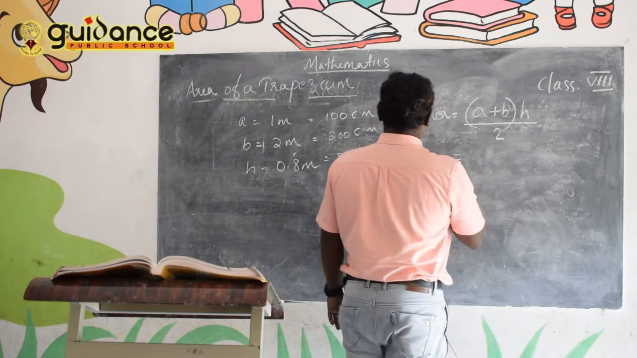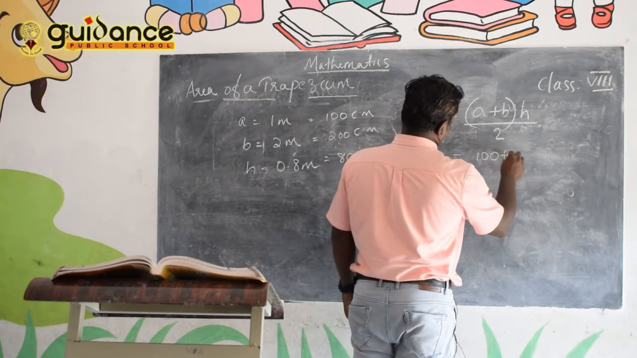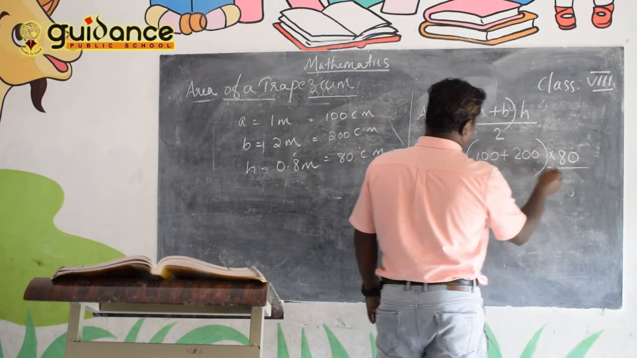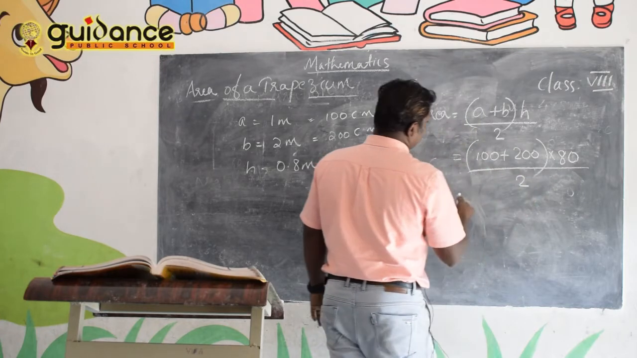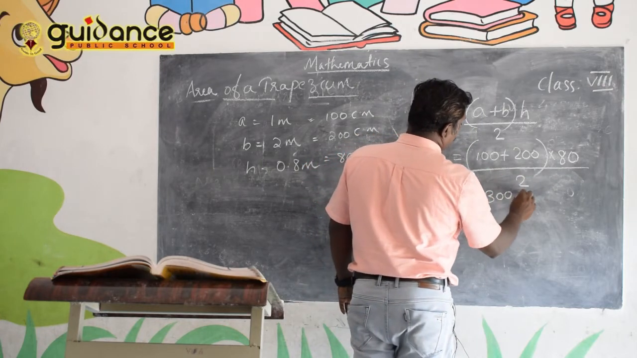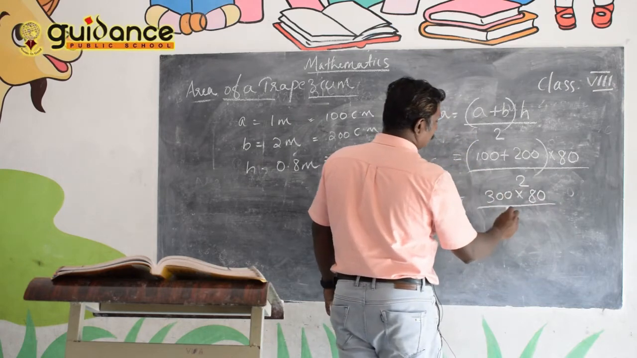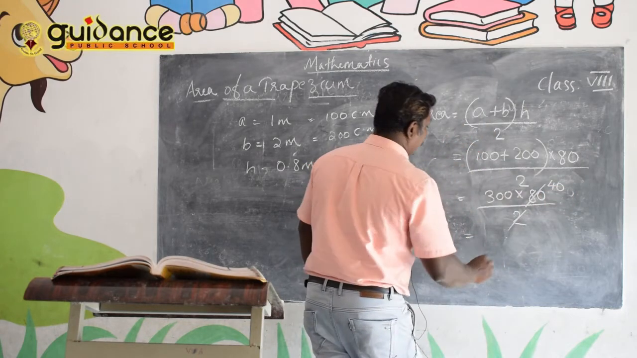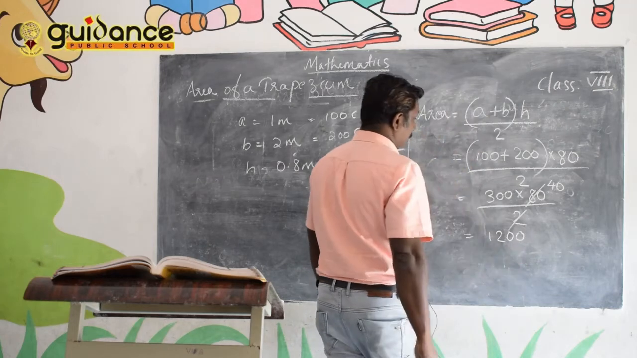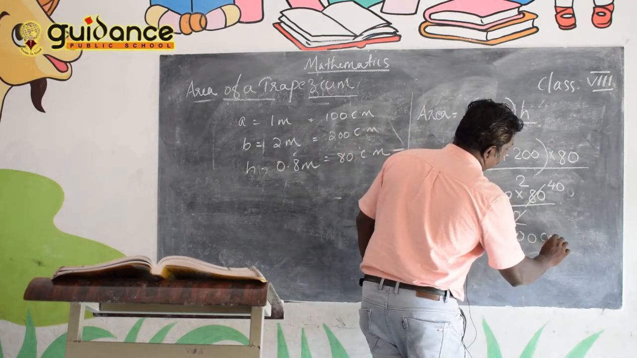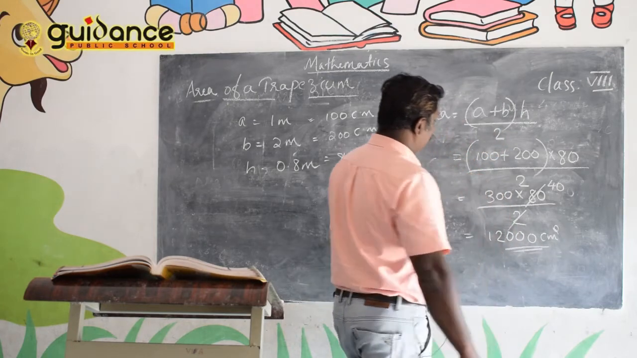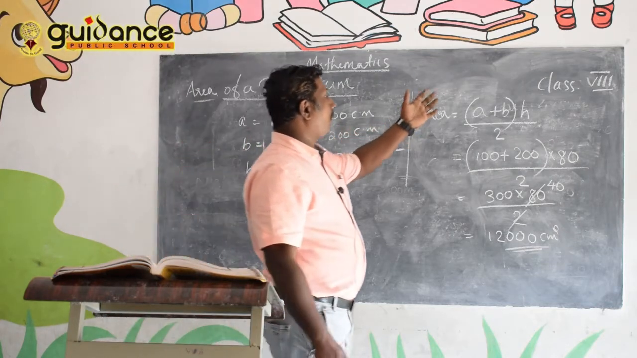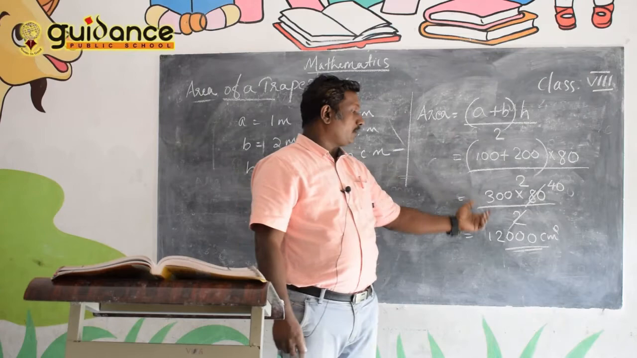So A is equal to (100 plus 200) into 80 by 2. This is equal to 300 into 80 by 2. Then 2 and 80 we can cancel, we will get 40. Then 40 into 300 is 12,000 centimeter square. So this is the answer of the question. You have to substitute the values in the given equation, then you can solve like this way.